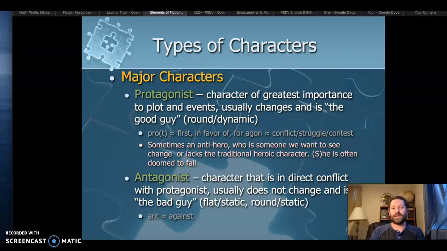And then we have our antagonist. It's pretty obvious. The character that is in direct conflict with the protagonist, anti meaning against, right? So antagonist meaning against this. So this is the person that is against the argument, or is against that contest that we want won by the protagonist, right?